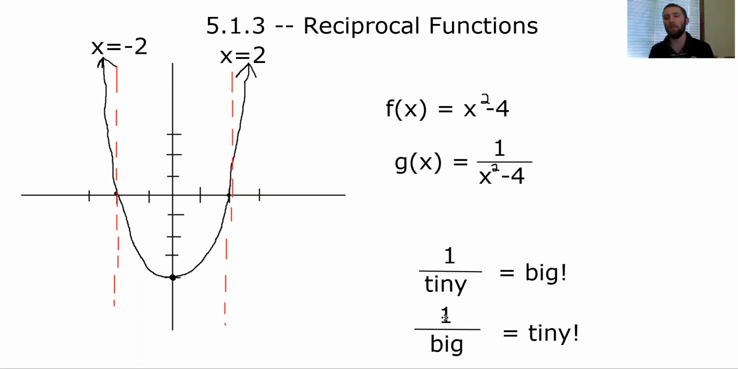that 1 over a very, very big number is a very tiny number, okay? So as this x squared minus 4 gets really, really big, going this direction up here and this direction up here, the value of 1 over x squared minus 4 is getting very, very small, extremely close to 0. But no matter how big x squared minus 4 gets, this g of x function can never be 0, right? It can never touch 0 because 1 divided by anything is always not 0. 1 divided into a million pieces is not equal to 0, although it may be very close.